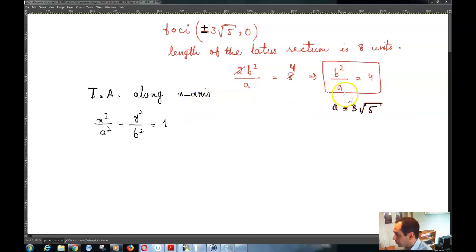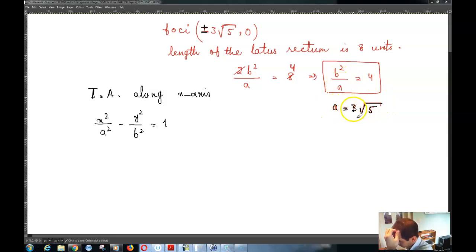So basically we have now this equation over here. We said that the length of the latus rectum is 8 units. So that means that 2b squared by a is equal to 8. Simplify these two, you will get b squared by a is equal to 4. And c is equal to 3 square root of 5.